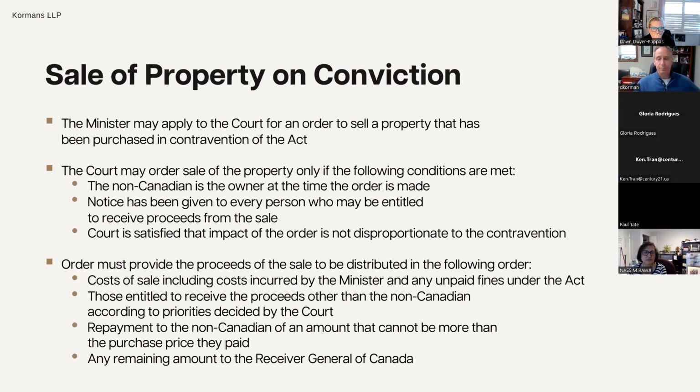If a transaction gets terminated, or it turns out a transaction was completed by someone that wasn't allowed to complete it, the minister can step in and apply to the court to get an order to sell that property that was purchased in contravention of the Act. So now the government can step in to sell that property. How much commission do you think you're getting on the sale of the government selling this property, right? So we don't want to go there. We don't want this to happen. Obviously, we want to avoid this happening.